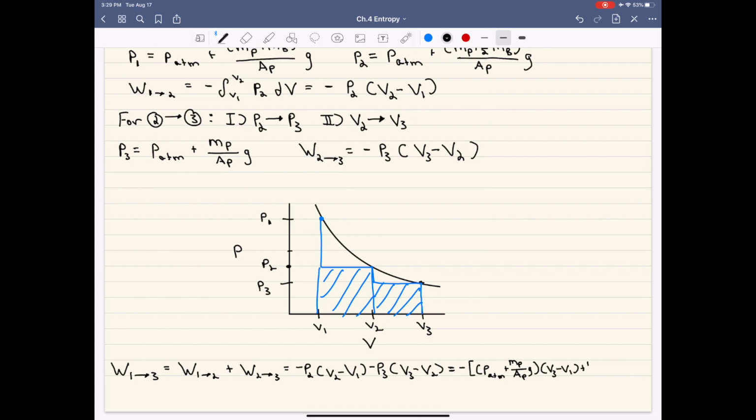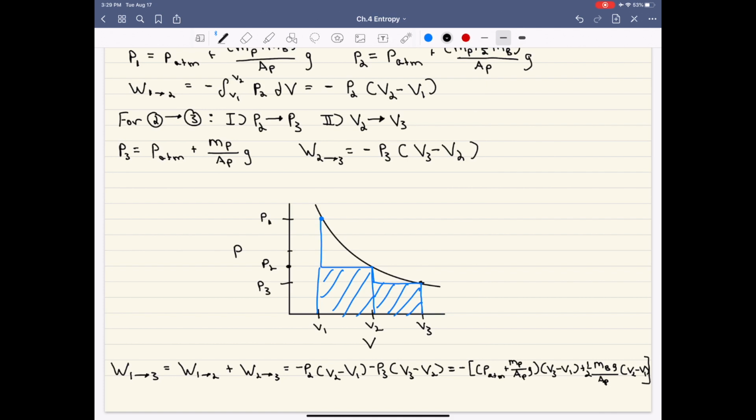Plus 1/2 m_block g over A_P (V2 minus V1). Okay? Alright, and so this is what the total work ends up being.